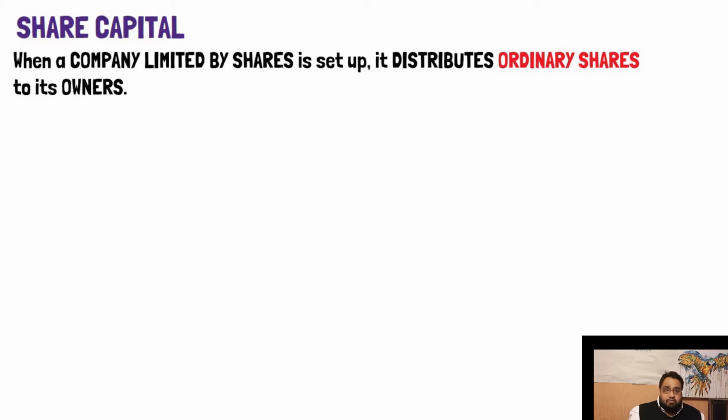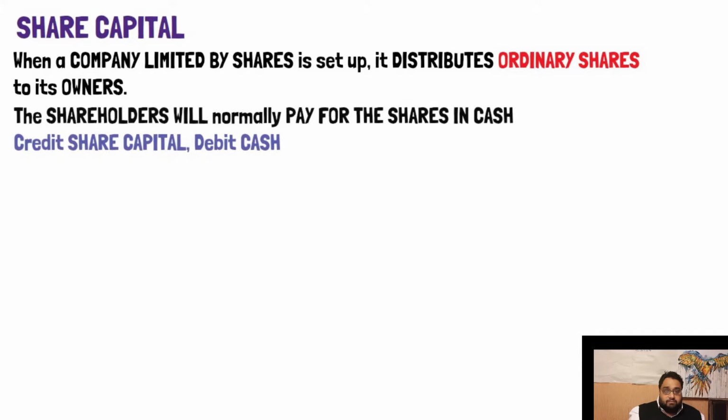Now, the shareholder will normally pay for those shares in cash. And if they do, what's the double entry around that? Well, the company itself has received cash, so it's debiting cash.